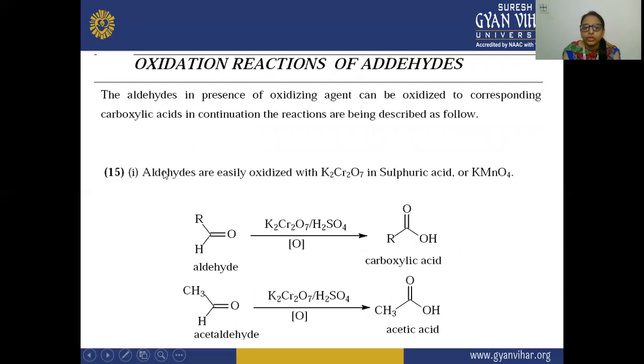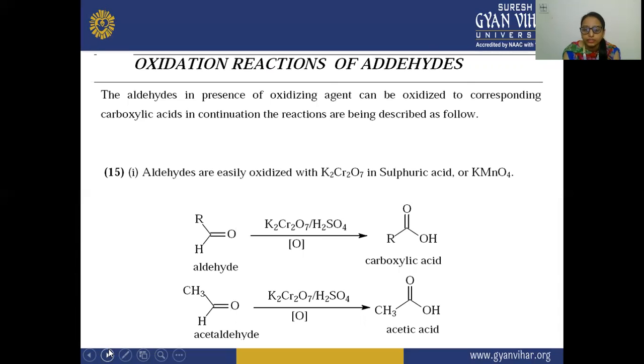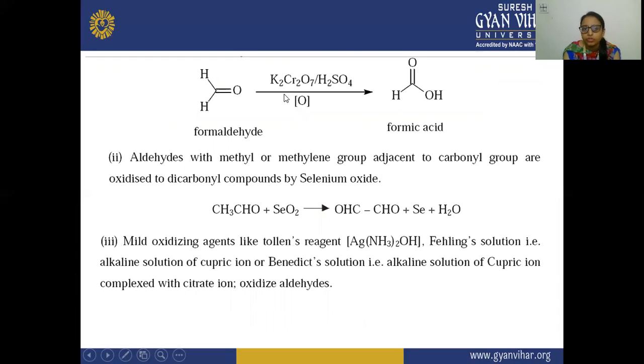Now the oxidation reactions. The first reaction is oxidation with potassium dichromate in sulfuric acid, and there is a formation of the carboxylic group. So this acetaldehyde is oxidized into acetic acid. Next, formaldehyde in the presence of potassium dichromate and H2SO4 is oxidized into formic acid. Secondly, aldehydes with a methyl or methylene group adjacent to the carbonyl group are oxidized to dicarbonyl compounds by selenium oxide. So here acetaldehyde is reacting with selenium oxide, and there is a formation of this aldehyde.